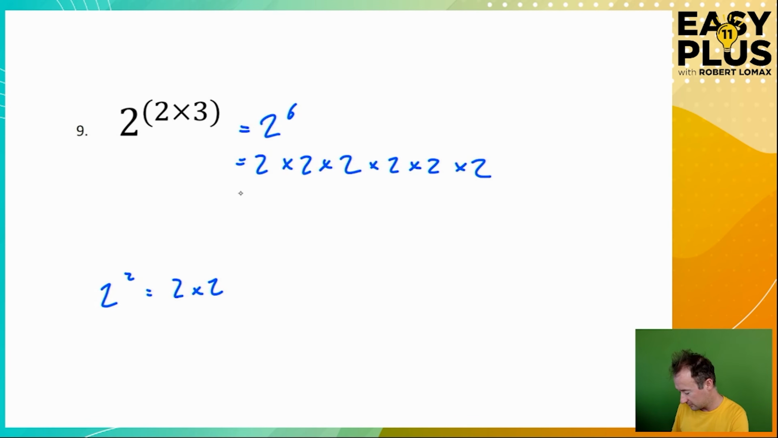So let's do this in bits. 2 times 2 is 4, times 2 is 8, times 2 is 16, times 2 is 32, times 2 is 64. I didn't really do that in bits, did I? I just went through from beginning to end. But anyway, don't accuse me of being consistent.